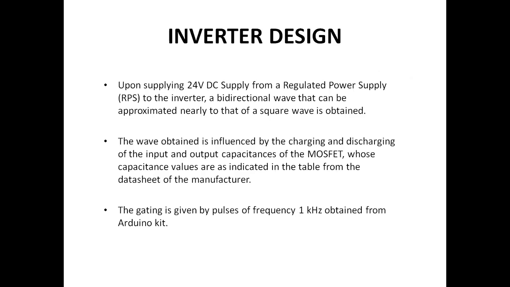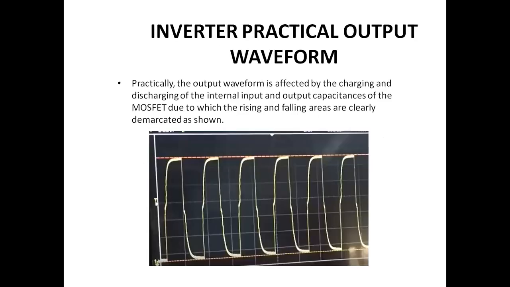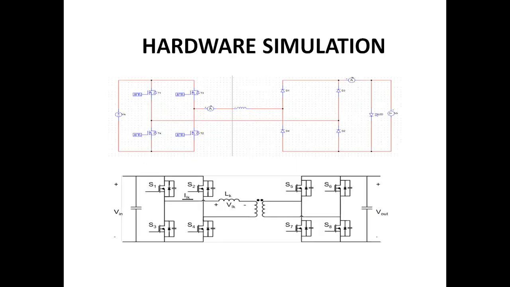Upon supplying 24 volt DC from a regulated power supply to the transformer, a bidirectional wave that can be approximated nearly to that of a square wave is obtained. The wave obtained is influenced by the charging and discharging of the input and output capacitances of the MOSFET, that's the main switch, whose capacitance values are as indicated in the data sheet of the manufacturer. The gating pulses of 1 kilohertz frequency were obtained from the controller. This was the practical inverter output wave that we obtained from a CRO. The rising and falling areas are clearly demarcated due to the internal capacitance of the FET.